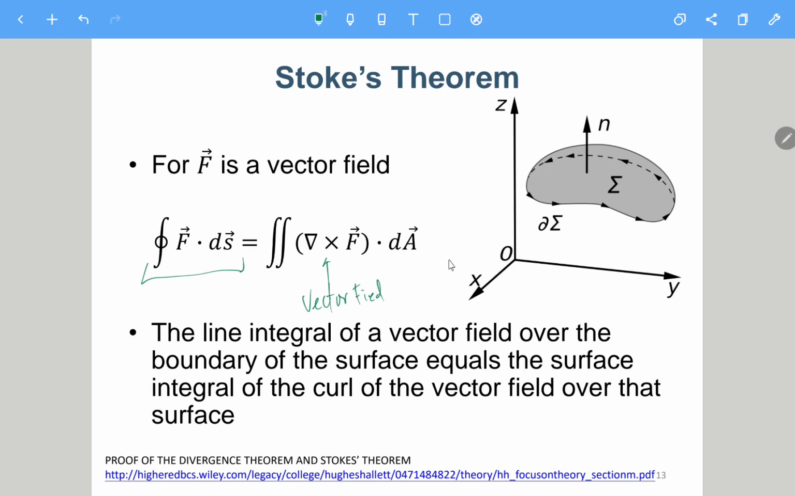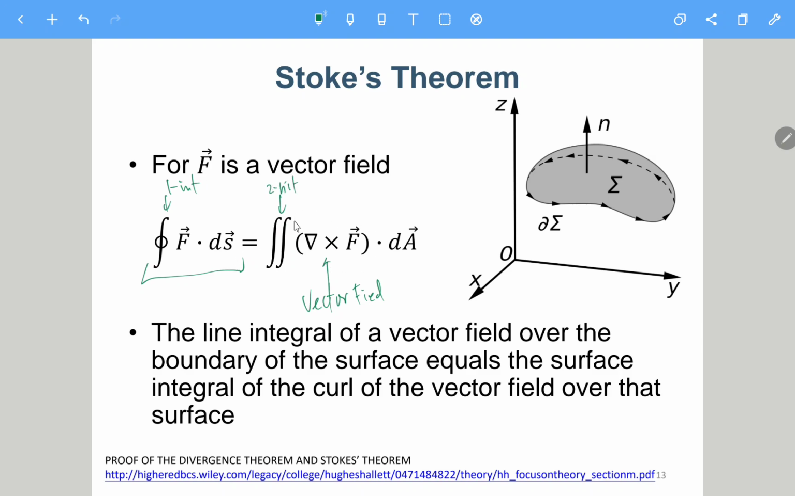So a vector field dotted with this dA, and then you integrate it. So it turns out to be a scalar. This is also a scalar. So this is a line integral, a single integral. This is a double integral.